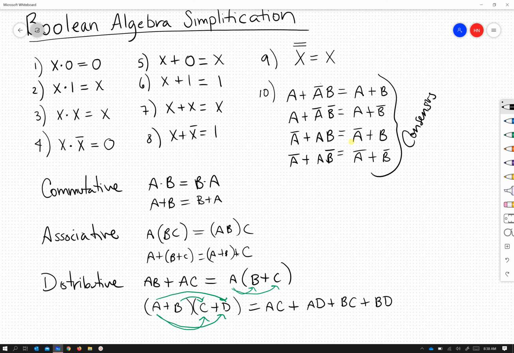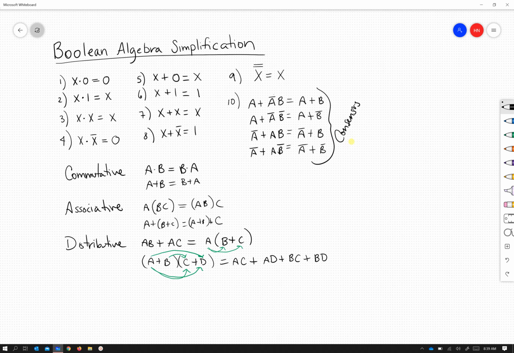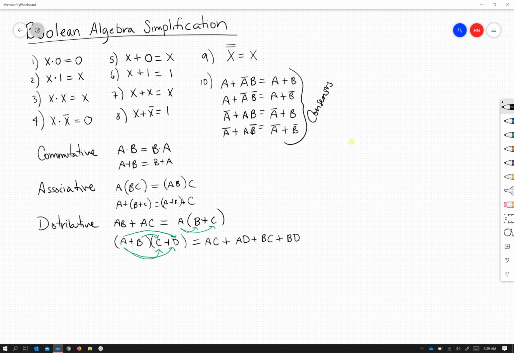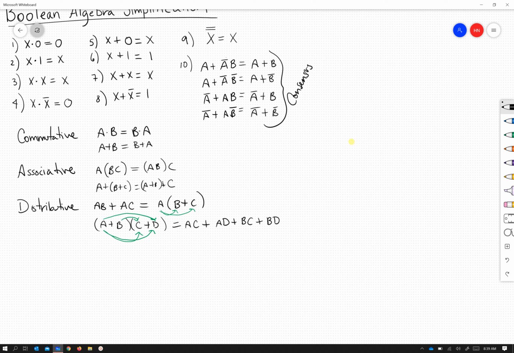So let me work out a couple of examples. I'm going to make these rules a little smaller so I can refer to them, and I'm going to put them right here on the left, and I'm going to work out the problem on the right. So let's work on example 1.